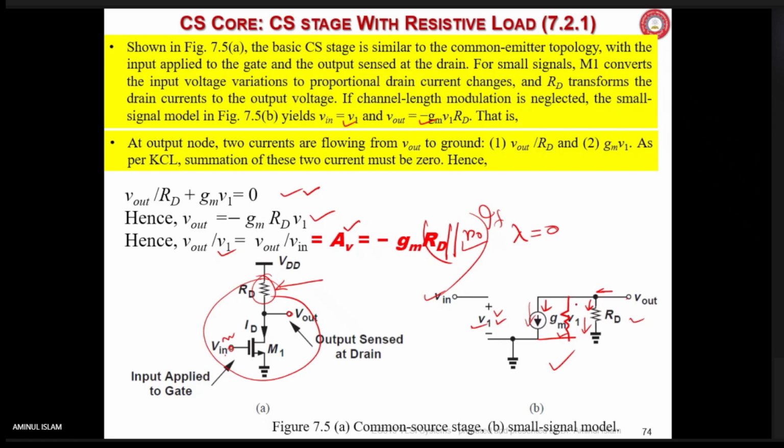Now, if you don't ignore CLM, lambda not equals to 0, then RO you have to draw here, this is RO. Then that also will come in parallel. Is it understood why we are writing AV equals to minus GM RD parallel RO? This RD is the resistance connected between the drain terminal of the transistor and the VDD.